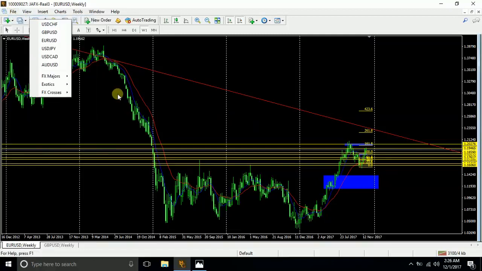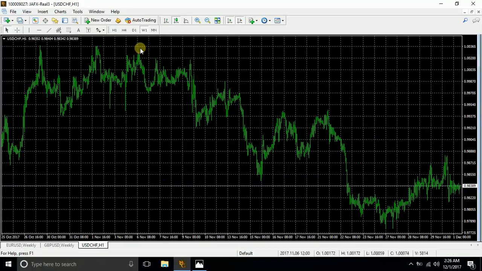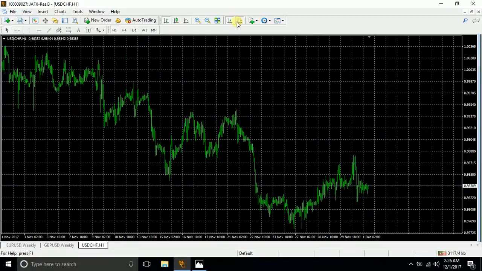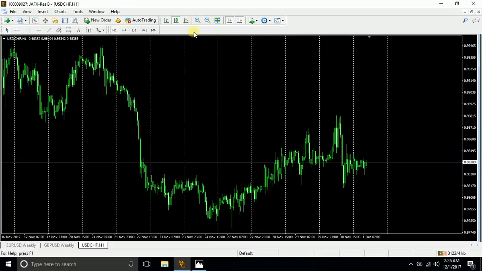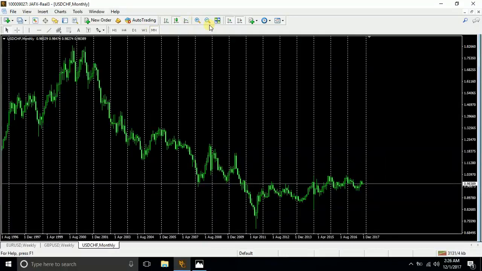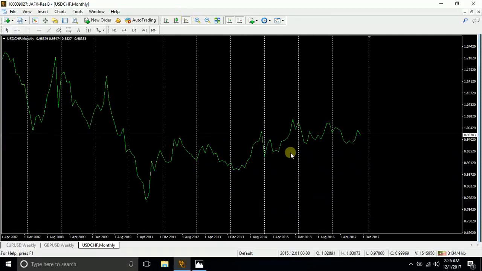So that's pretty much it. We'll do one more pair, a random pair. Let's look at the USD-CHF. Okay, guys, we're going to do it step by step. We're going to hit our 2 scrolls, Control G, Control Y. Candles. Zoom in. Go to the month. Line chart.